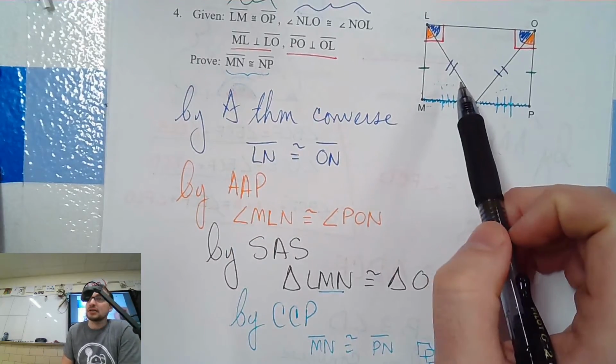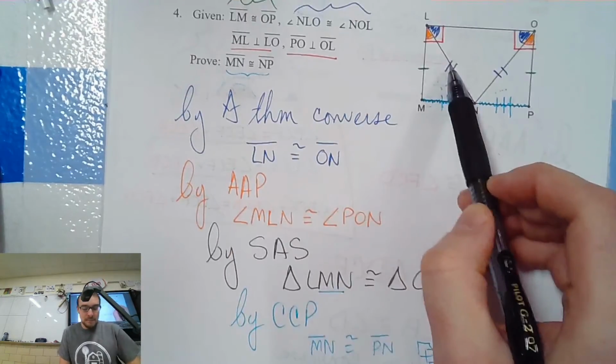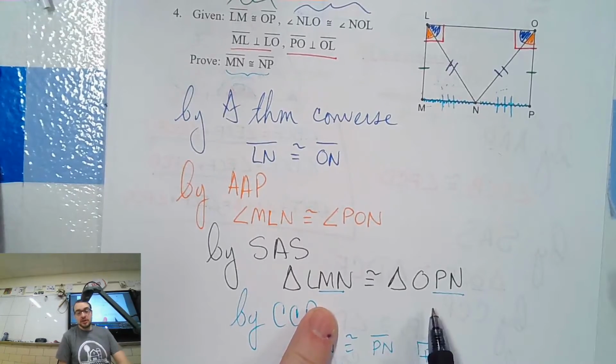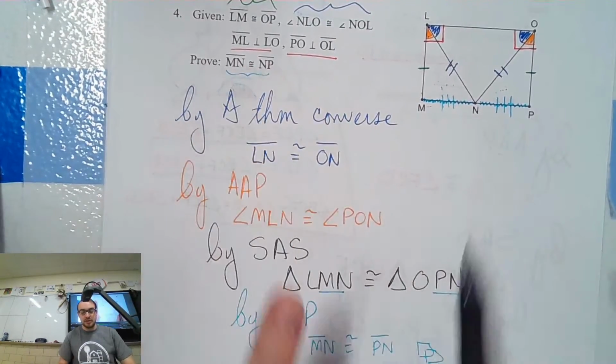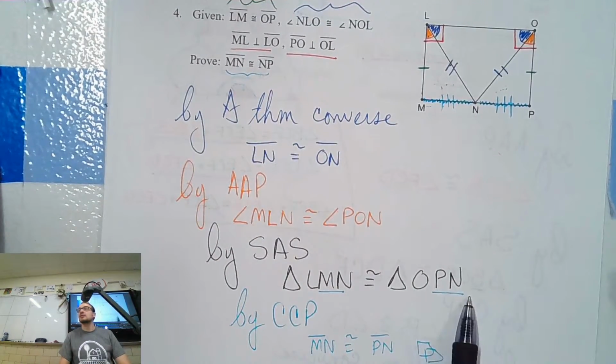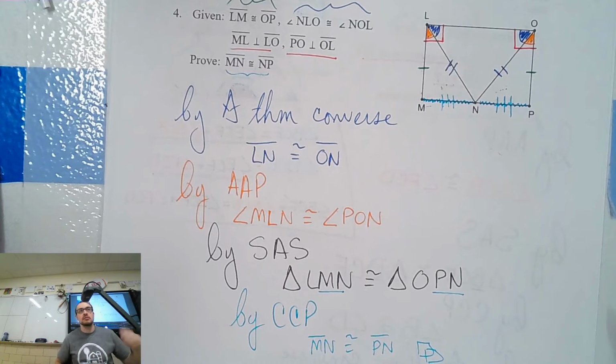And now we have enough information to prove the triangles congruent. Side, angle, side. So they are. And if they're congruent, then their parts are congruent. The parts we're interested in. Bam. MN, PN. How you like them apples?